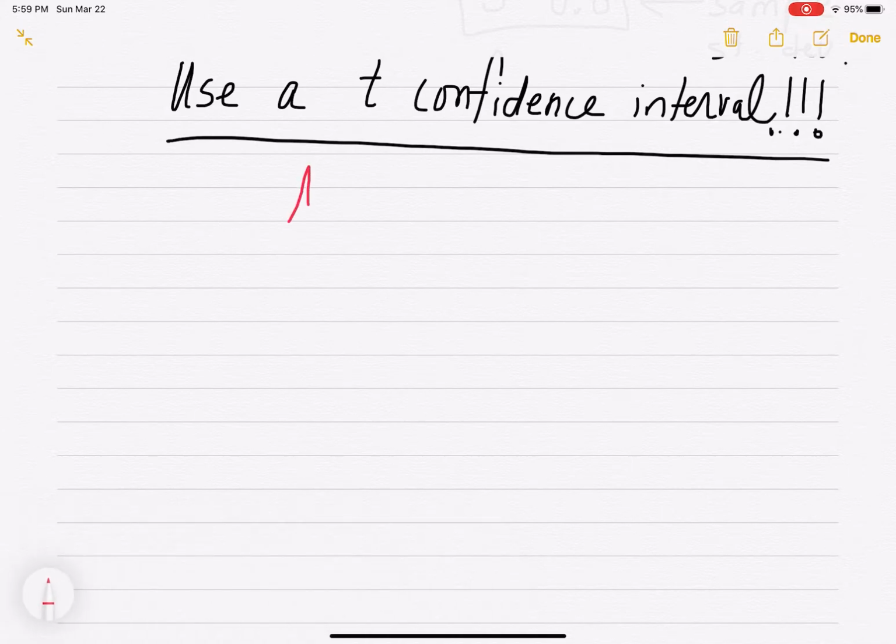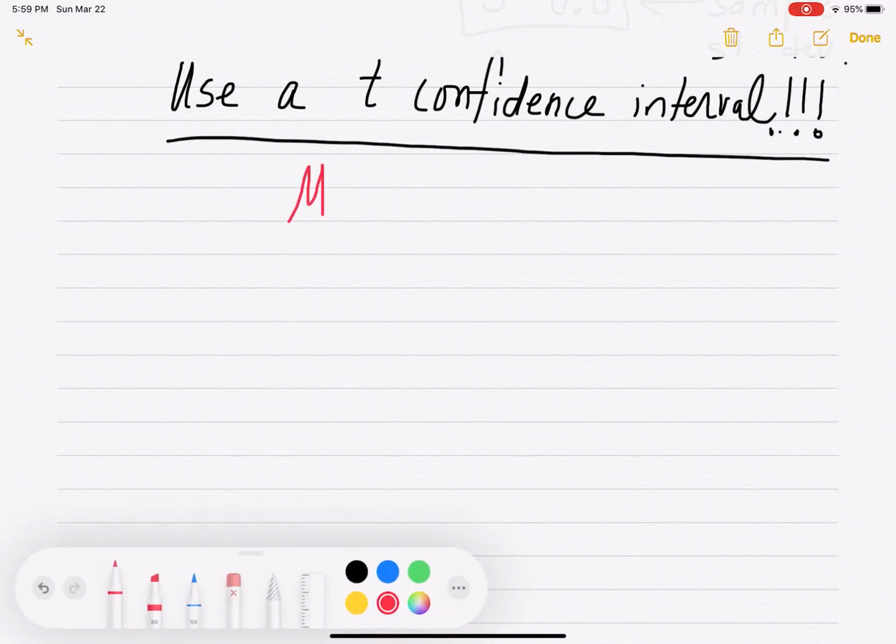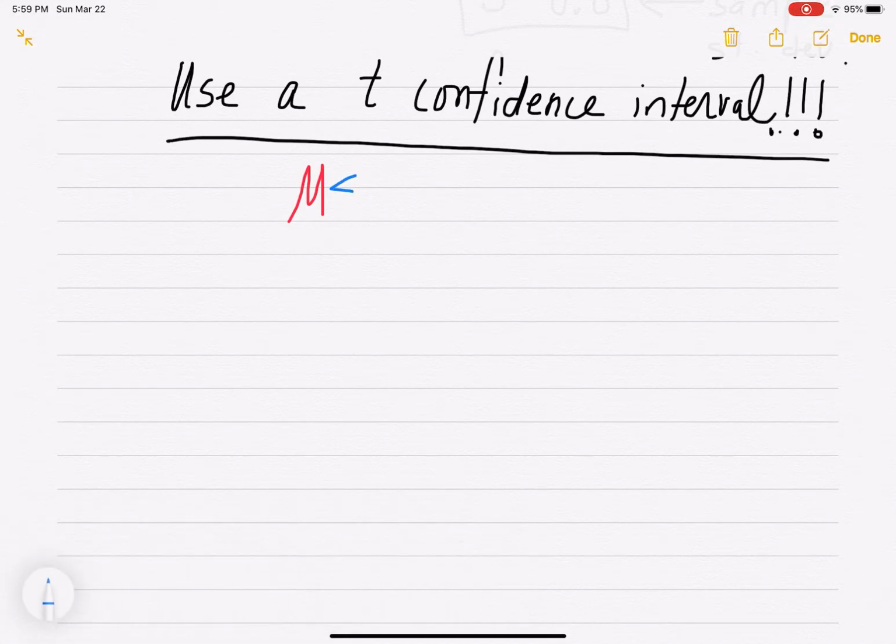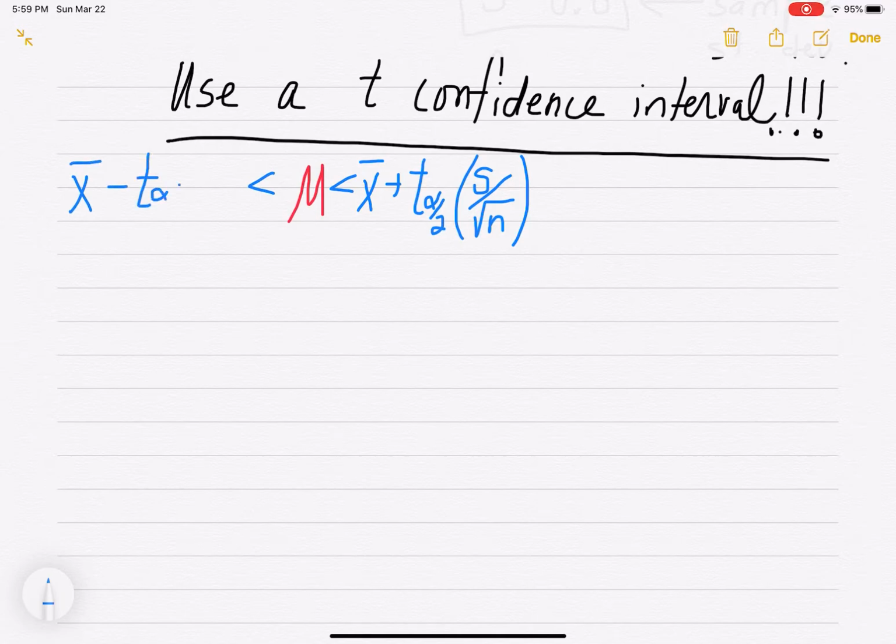So you're trying to estimate the population mean. It's going to be bounded above by what? X bar plus T alpha over 2 times S over the square root of N. And bounded below by X bar minus T alpha over 2 times S over the square root of N.